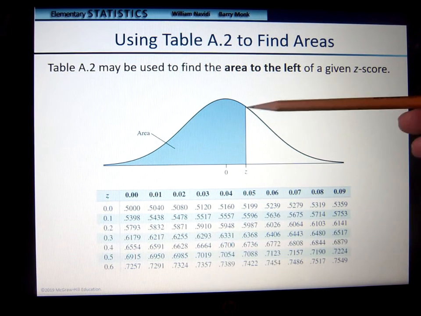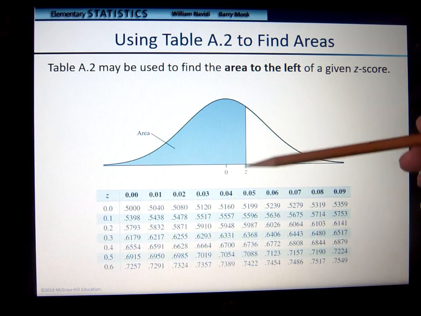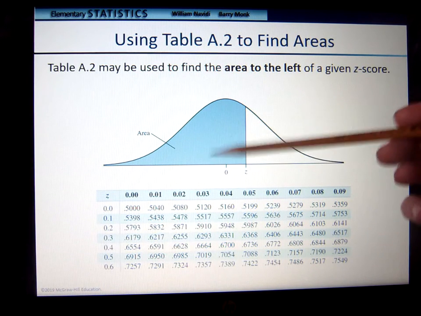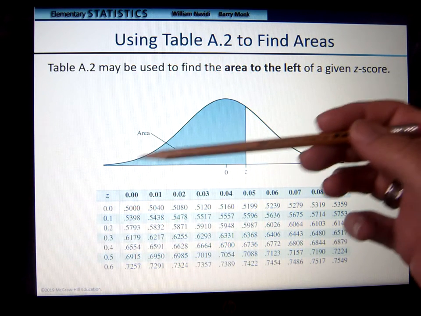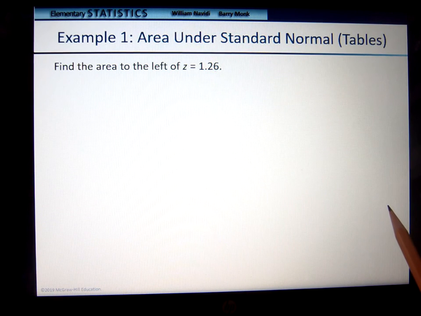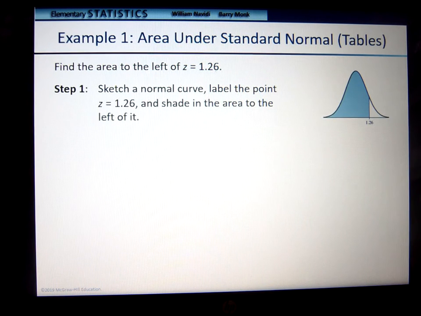So here's our Z-score, and anytime we're looking up this value, the area underneath is always to the left. So let's find the area to the left of 1.26. We have a normal curve. We know 0 is here. The label point 1.26 would be here. Shade the area to the left of it.